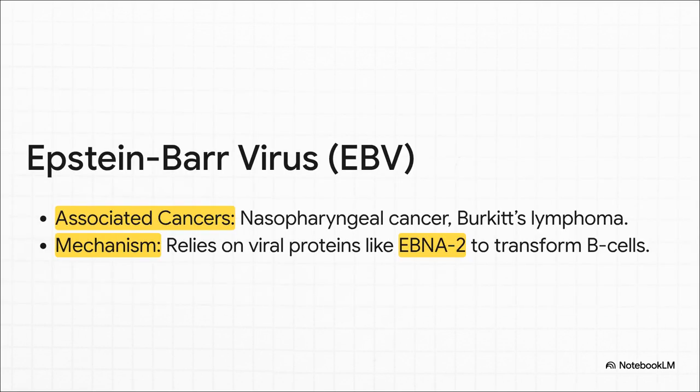Okay, next up is Epstein-Barr virus, or EBV. This one is linked to several cancers, including Burkitt's lymphoma, Hodgkin's lymphoma, and nasopharyngeal cancer. EBV's main trick is to transform our immune B cells, and it does this using a key viral protein called EBNA2. You can think of EBNA2 as a master switch that the virus flips to turn on a whole bunch of our cellular genes that drive uncontrolled cancerous growth.